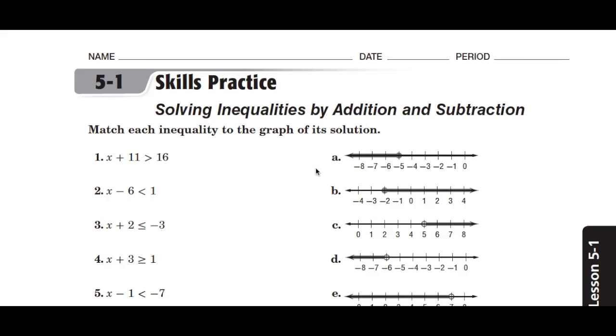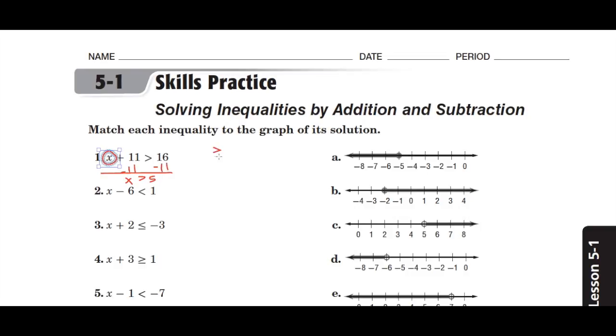For worksheet 5.1 skills practice, we're solving inequalities by addition and subtraction. And just notice that there's one variable. In the next lesson we're going to have two variables, but when we have one variable inequalities, we're going to treat that much like an equation and isolate the variable by doing the opposite operation. So we're just going to subtract 11 from both sides and get x is greater than 5.